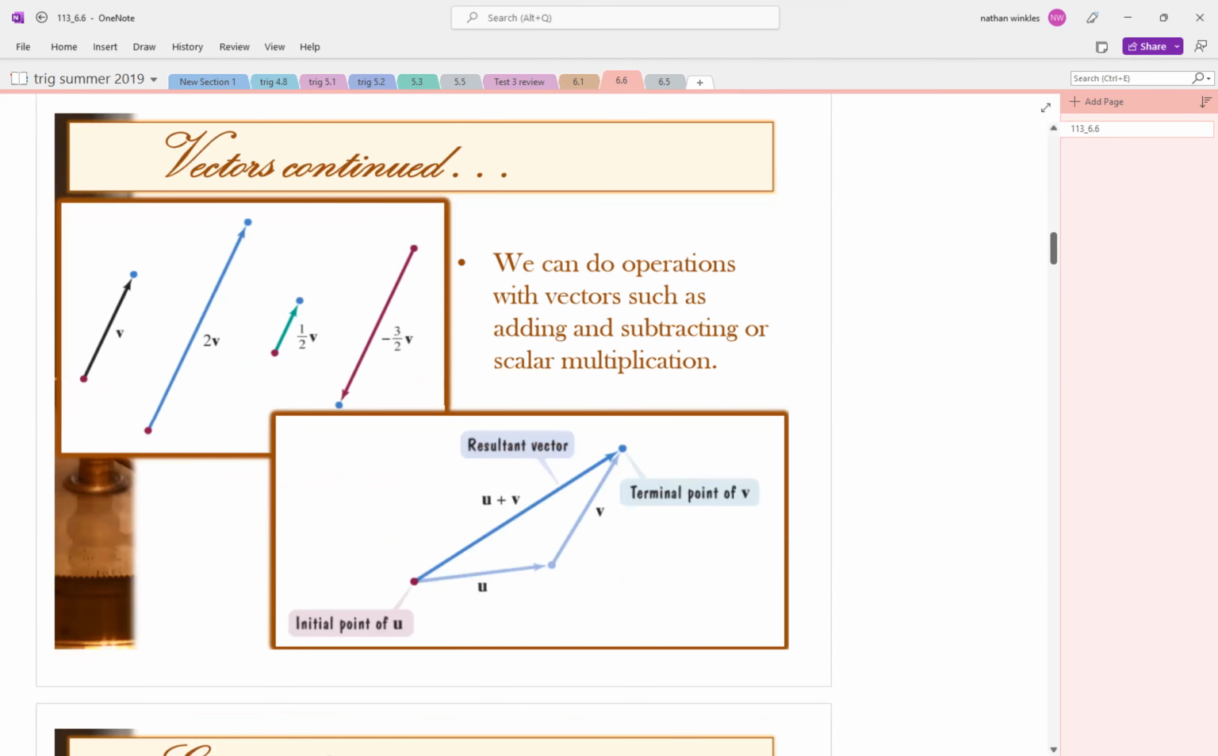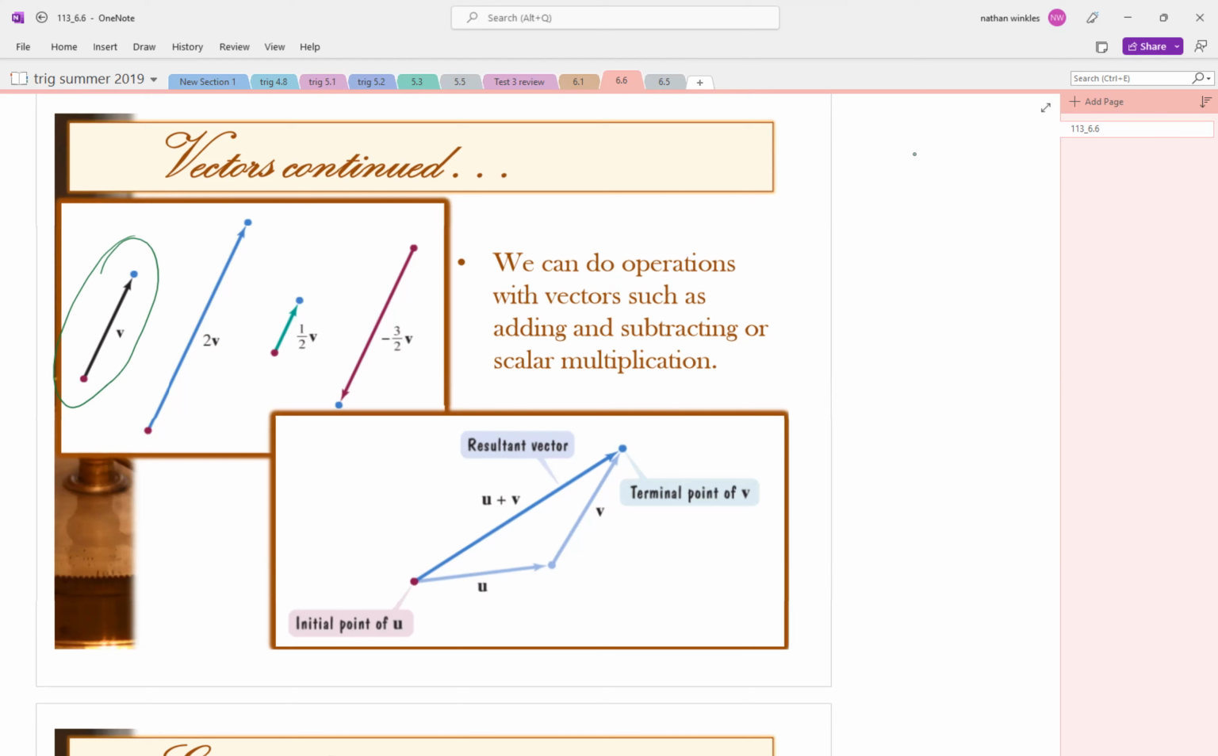Some properties we can deal with for vectors: we can add and subtract, or we can multiply. Notice I didn't say anything about divide, because division is really multiplying by a reciprocal, so we can take care of that in our multiplication. If we start with vector V up here on the far left, and multiply it by 2, all we did was increase its length. We multiplied it by a scalar multiple of 2. If we multiply V by 1/2, we get half the length, and we get this smaller vector.